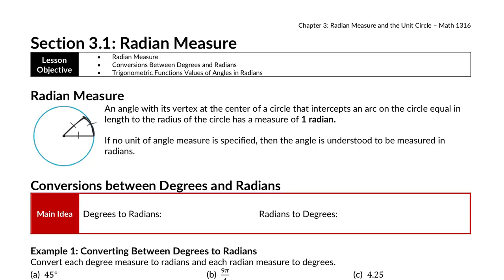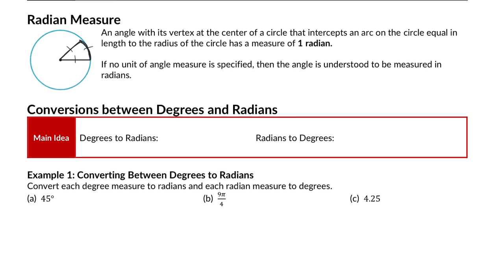It takes 3 and a little more radians to go a semicircle, or 6 and a little more radians to go all the way around, which is how we developed pi and 2 pi. If no unit of angle measure is specified, which is why I was so annoying about the degrees earlier in this class, then the angle is understood to be measured in radians. So be careful now that we're using both, that you are specifying what kind of degree or radian you are using. There is a conversion between degrees and radians that we need to know.